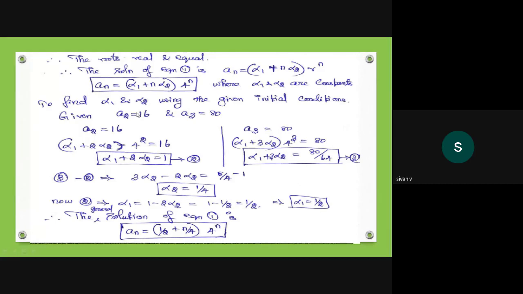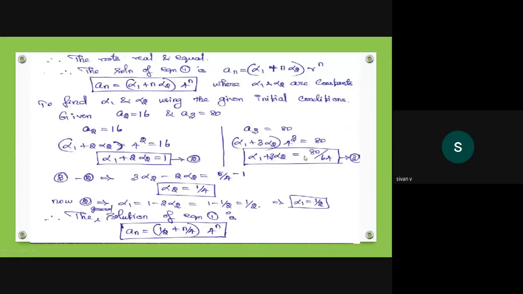Yes, 2. a2 equal to 16. Very good. Substituting a2 equals 16, with n equal to 2: alpha 1 plus 2 alpha 2 into 4 square, which is 16. The 16s cancel, and simplifying, alpha 1 plus 2 alpha 2 equals 1. The same way, n equal to 3: alpha 1 plus thrice of alpha 2 into 4 power 3 equals 80, so alpha 1 plus 3 alpha 2 equals 80 by 64.